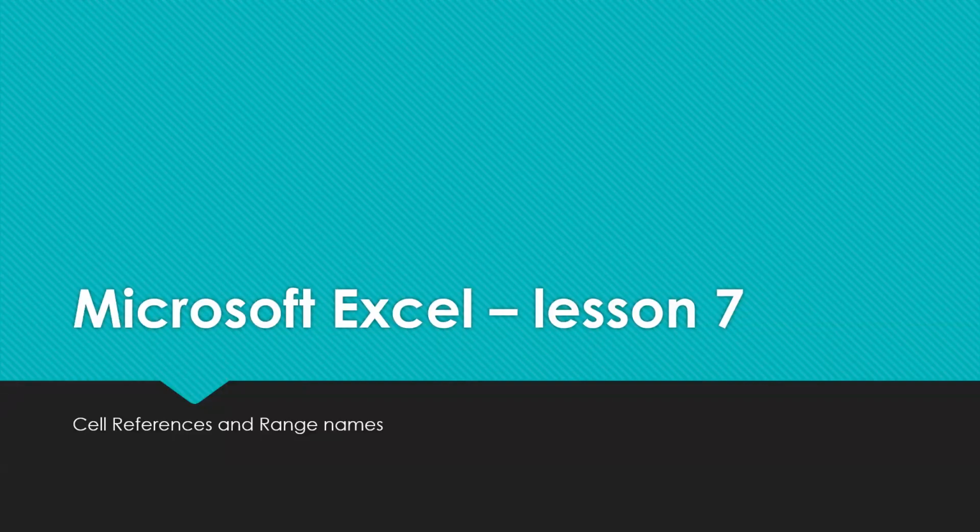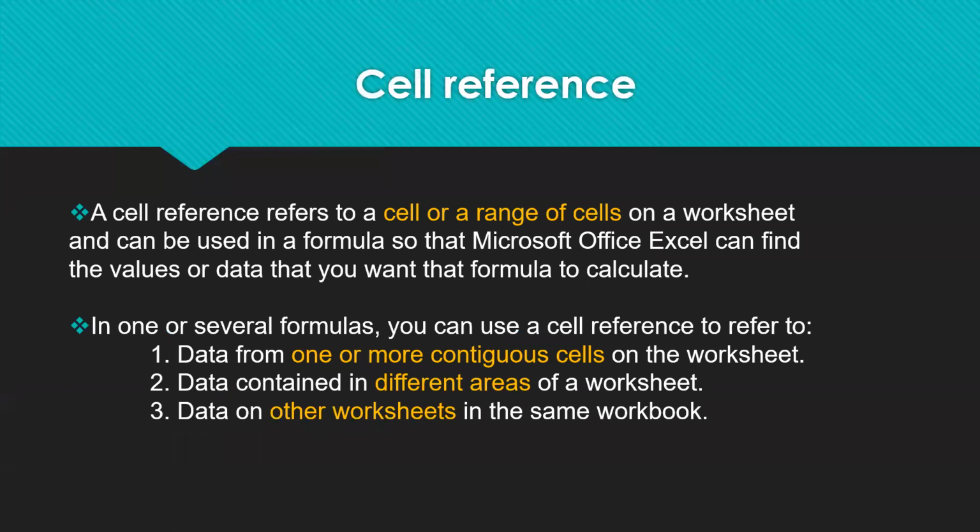So we're going to learn about cell references and range names. Okay. So what are cell references? A cell reference refers to a cell or a range of cells on a worksheet and can be used in a formula so that Microsoft Office Excel can find the value or data that you want that formula to calculate.